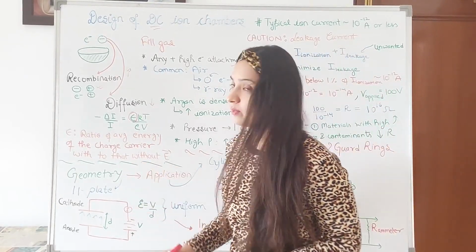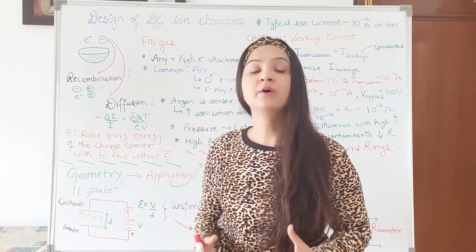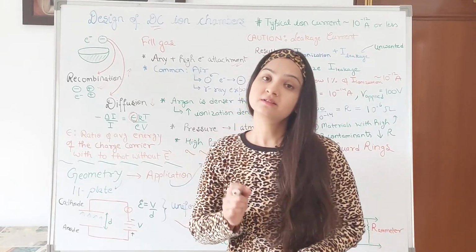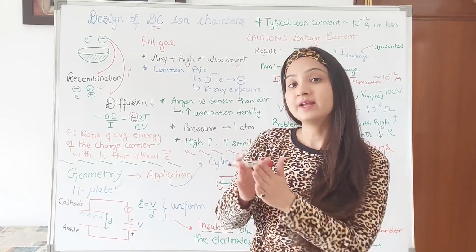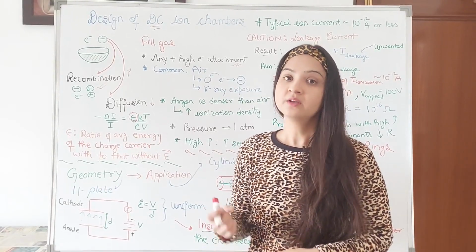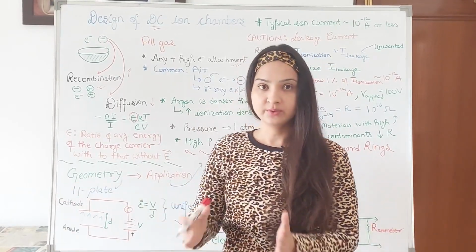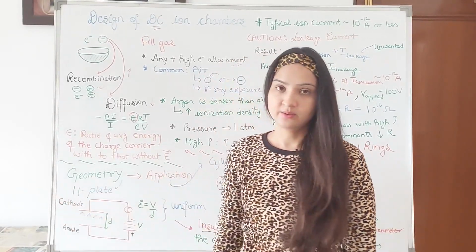Okay, so now I'm talking about the geometry. Which type of geometry should be preferred in an ionization chamber? The answer to this question depends upon the application for which you want to utilize this chamber. First, talking about the parallel plate geometry, you can have cathode and anode.